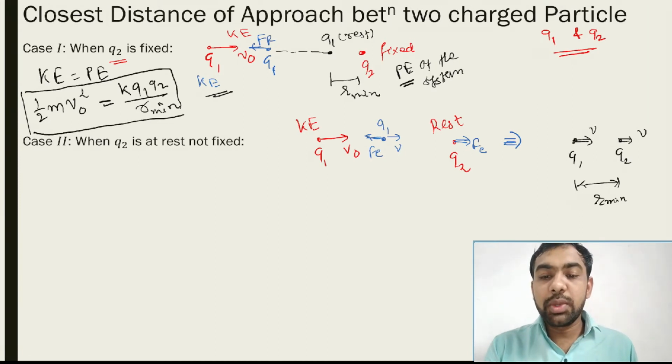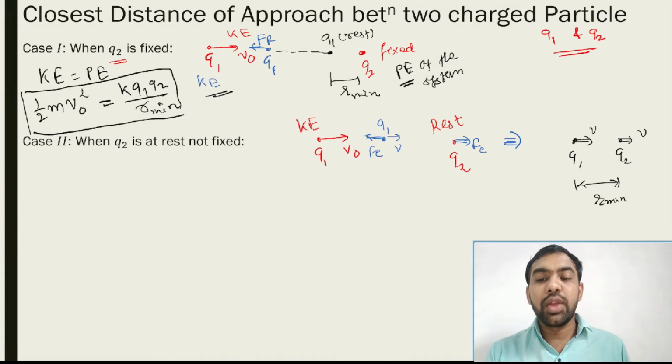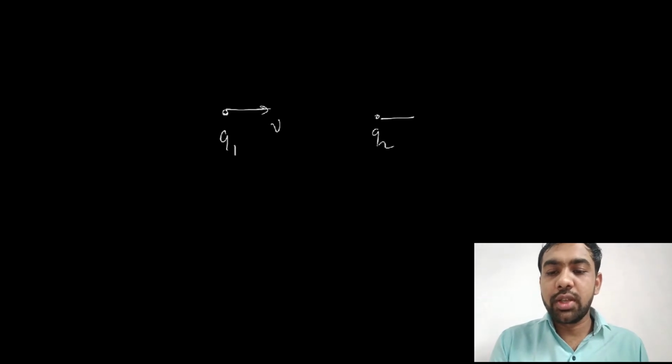Why? See, continuously the speed of q1 decreases from v0 to v, and continuously the speed of q2 increases from 0 to v. So in this case, just after some time, after r minimum, what happens? See, that is r minimum. Here it is q1, here it is q2. What is the speed? v. What is the speed? v.